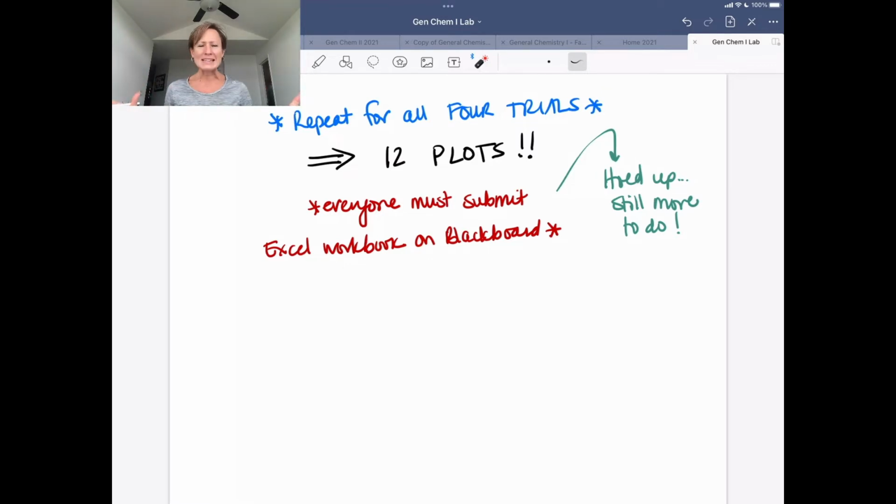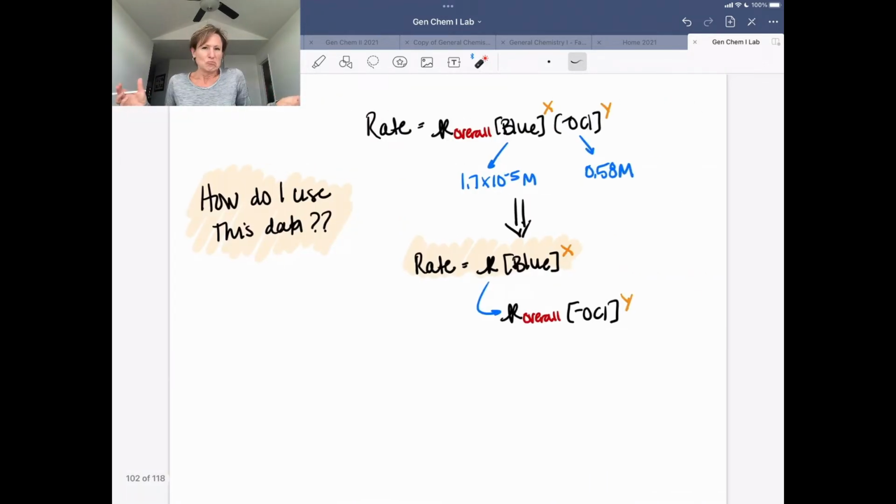So you made these 12 plots. What do we do with those 12 plots? What kind of information are we going to get? How do I use this data? Well, let me step back for a second and remind us of the rate law for our specific experiment. Rate equals rate constant times the concentration of our blue dye raised to a power that is its order, times the concentration of the bleach hypochlorite ion raised to a power that is its order.